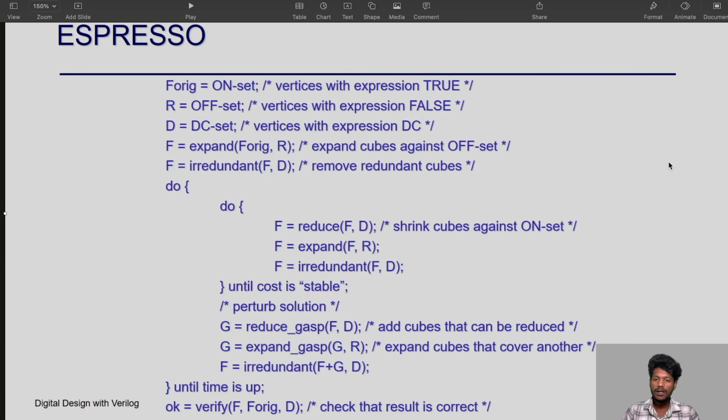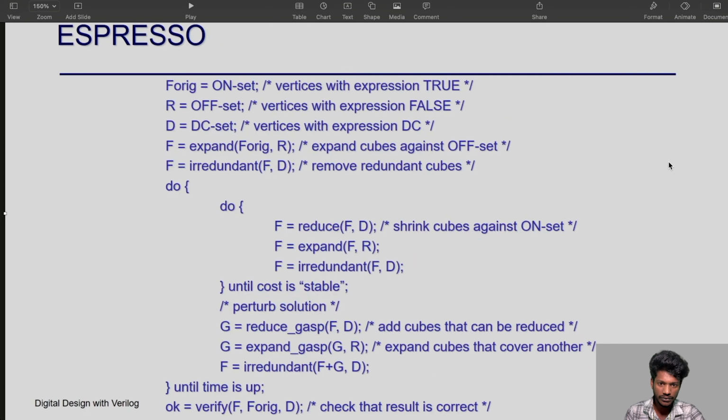Now we are going to use the expand function, which takes two arguments: F, the original function, and R, the offset. Coming to the irredundant function, we have two more arguments: one is the previously stored F function, and the other is the don't care set. Coming to the loop, a do-while: the reduce function, the expand function, and the irredundant function. You do this until the cost is stable.